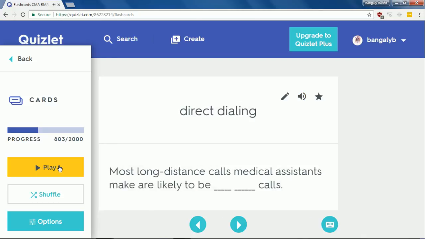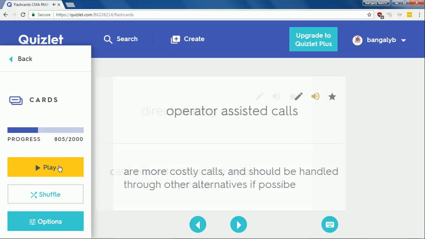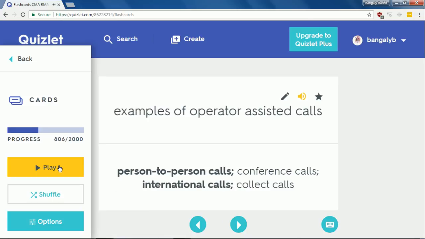Direct dialing. Most long-distance calls medical assistants make are likely to be direct dialing calls. Direct dialing calls are calls placed without the help of an operator. Operator-assisted calls are more costly and should be handled through other alternatives if possible. Examples of operator-assisted calls: person-to-person calls, conference calls, international calls, collect calls.